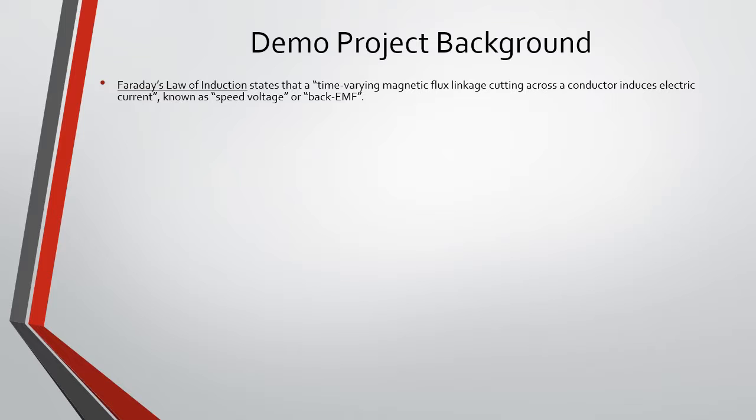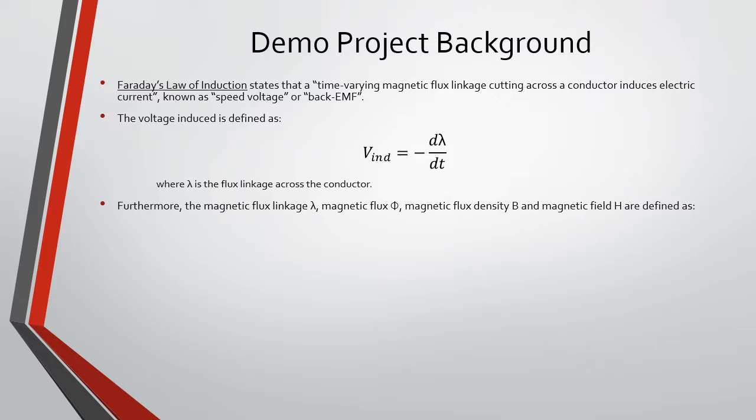That law states that a time-varying magnetic flux linkage cutting across a conductor induces electric current. That's also known as speed voltage or back EMF. So this induced voltage is defined as the negative of the time rate of change of the flux linkage across the conductor. Magnetic flux linkage, lambda, is equal to the product of the number of coils N times the magnetic flux phi. In turn, magnetic flux phi is a product of magnetic flux density B and the area enclosed by the coil.